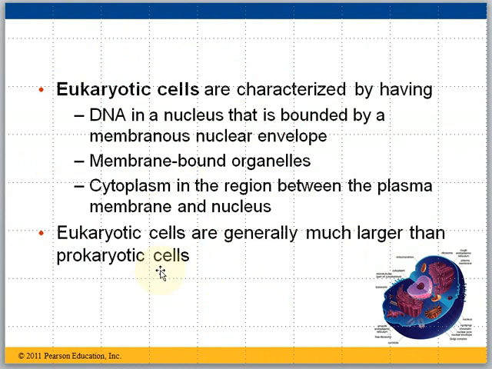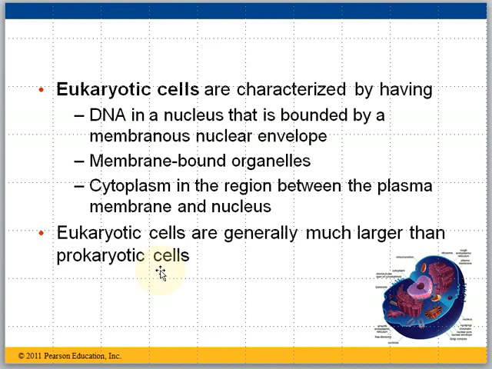The more complex cells that we're going to be studying are called eukaryotic, and they have a few characteristics that make them unique. Number one, their DNA is bound in a particular organelle called a nucleus, and that's surrounded by its own nuclear envelope. They have lots of these membrane-bound organelles, so we'll take a look at things like lysosomes and Golgi apparatus and endoplasmic reticulum.